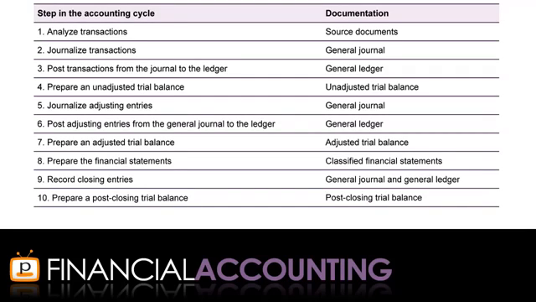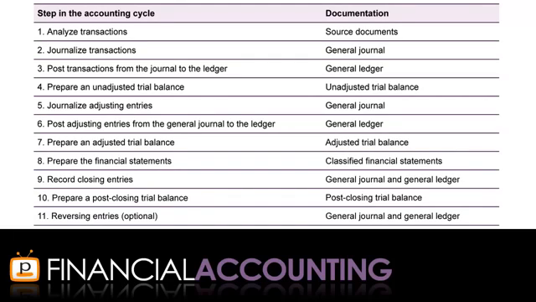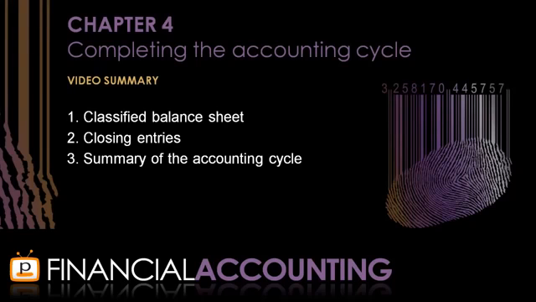In this chapter, we learned how to prepare a classified balance sheet, record closing entries, and prepare a post-closing trial balance. Finally, there's an optional step called reversing entries that some accountants choose to perform at the beginning of the next accounting period. However, since this is an optional step, we will not be covering it in this summary series, but reversing entries are covered in the appendix to Chapter 4 in your Padisco textbook. So that's Chapter 4, completing the accounting cycle. The key topics were how to prepare a classified balance sheet, preparing closing entries, and summarising the accounting cycle.